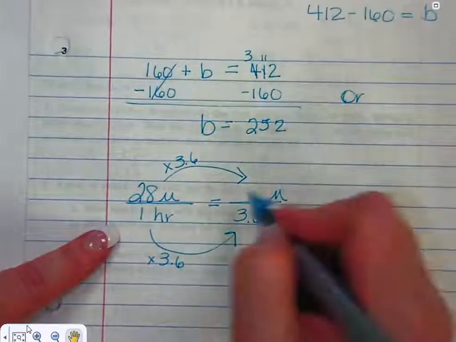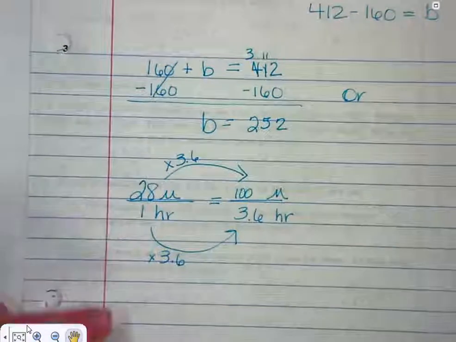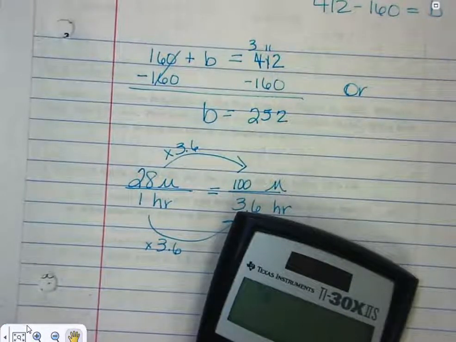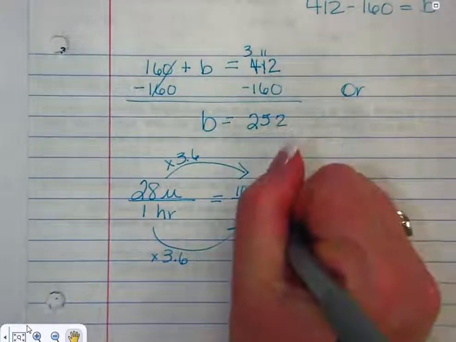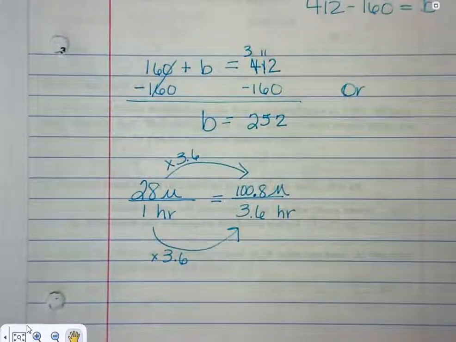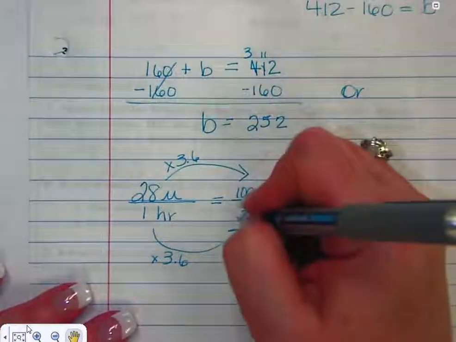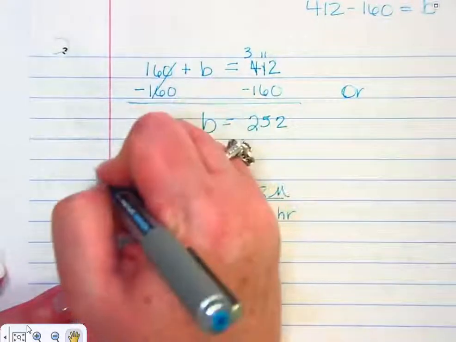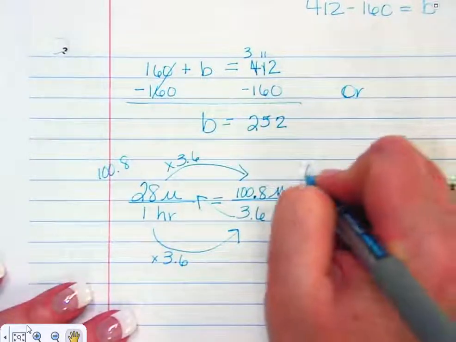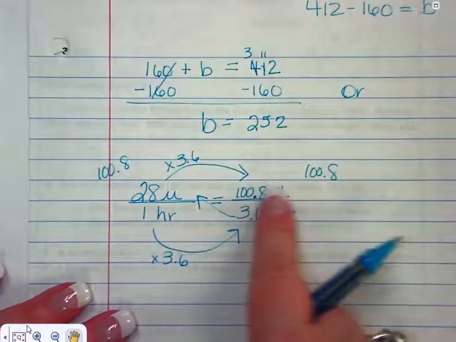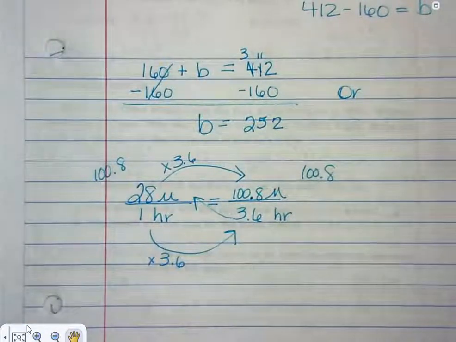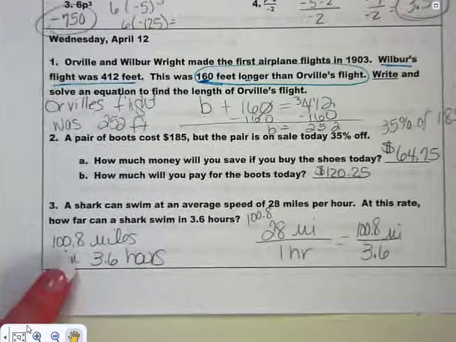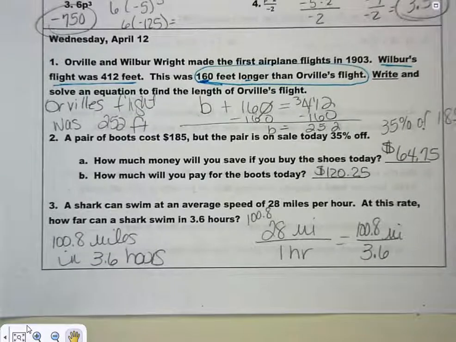And I would get, so 28 times 3.6, 100.8 miles. Or what I saw a lot of people do was cross multiply. And I get 100.8. And 100.8 divided by 1 is 100.8. So the answer is 100.8 miles in 3.6 hours. All right, any questions on that warm-up?